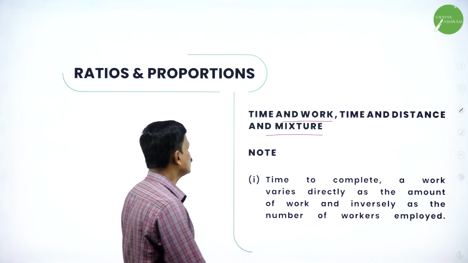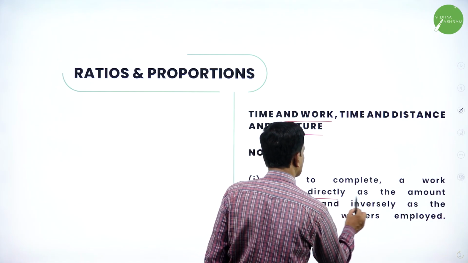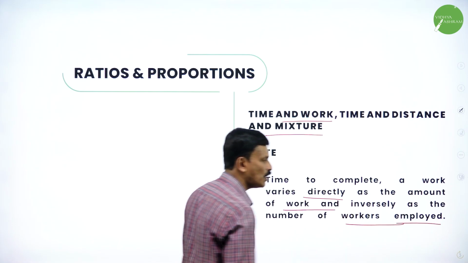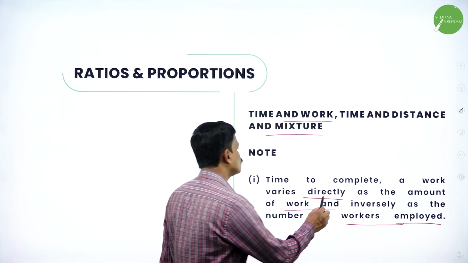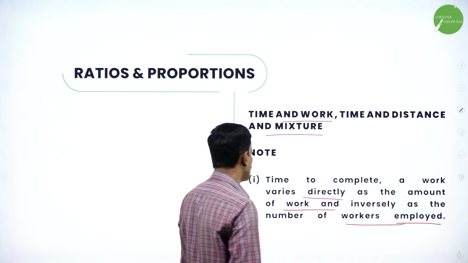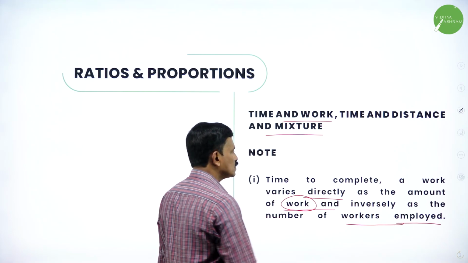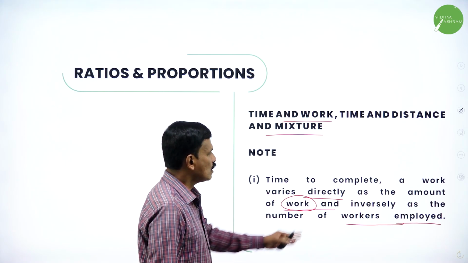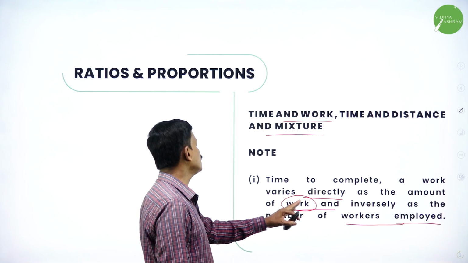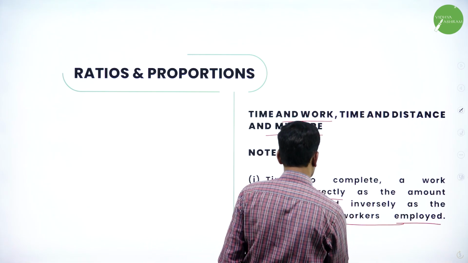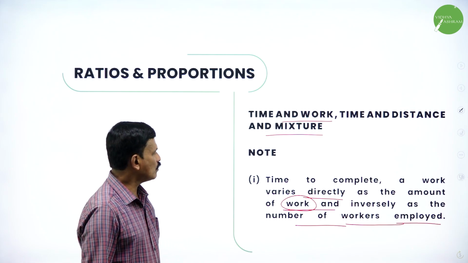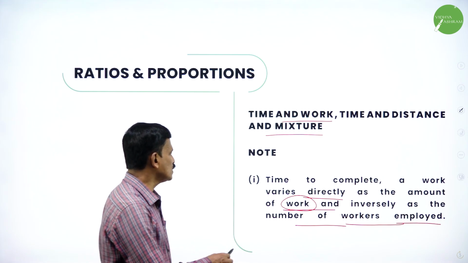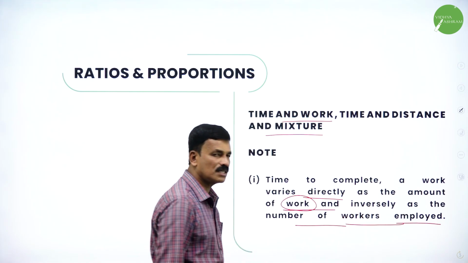First, the time to complete a work varies directly as the amount of work and inversely as the number of workers employed. Time to complete any work varies directly as the amount of work and varies inversely as the number of workers employed. Now one is directly proportional, another one is inversely proportional.